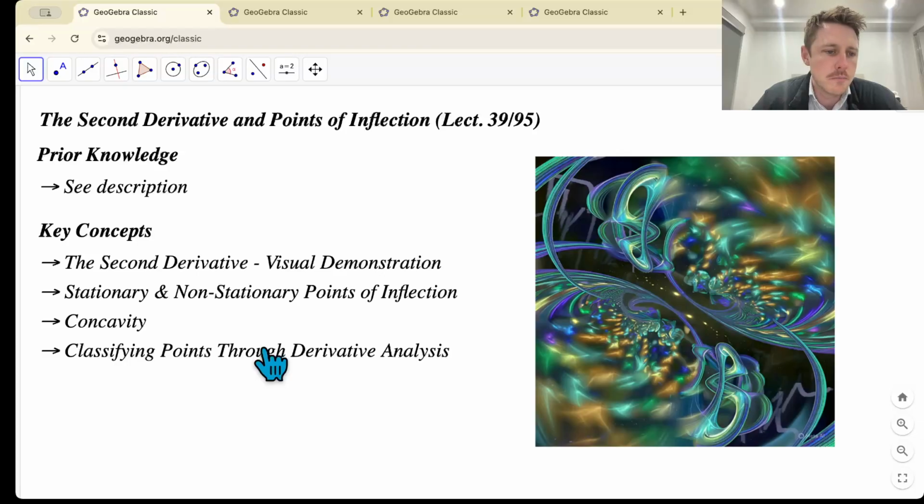put some links below. Key concepts we'll cover in this: the derivative, the second derivative I should say, we'll look at a visual demonstration, then we'll do stationary and non-stationary points of inflection, we'll look at the idea of concavity of a function, and then classifying points through derivative analysis. So let's jump into it.